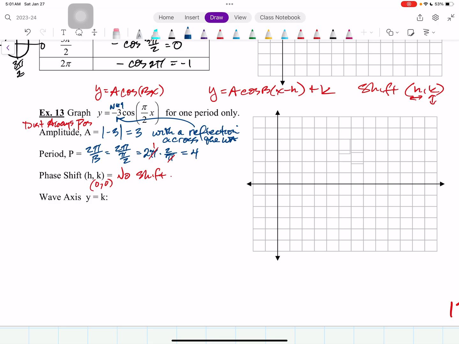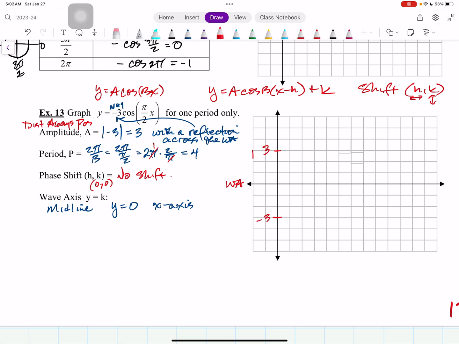There's no shift, and the wave axis, or midline, in general is always y equals k. Here, k is 0. So we have the midline at y equals 0, which happens to be the x-axis, and the graph is reflected across the x-axis. What we do is label the axes first. The wave axis is the x-axis. Our amplitude is 3, so I'm going to go up 3, down 3.